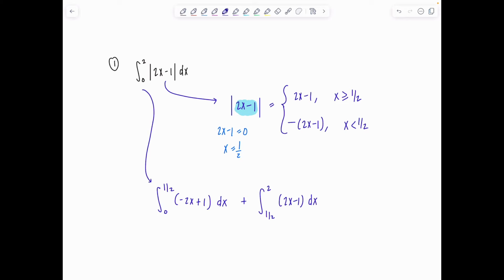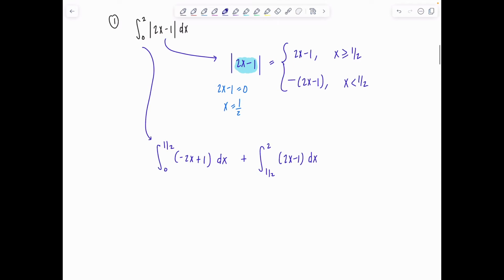They're pretty much identical. It's just one's the opposite of the other, right? One has an extra minus sign distributed throughout. That's all. Okay, so here we go. The rest should be pretty straightforward. We can just evaluate these directly. So antiderivative negative 2x would be negative x squared plus antiderivative of 1 is just x. This goes from 0 to 1/2 plus, and then pretty similar, this is x squared minus x from 1/2 to 2.